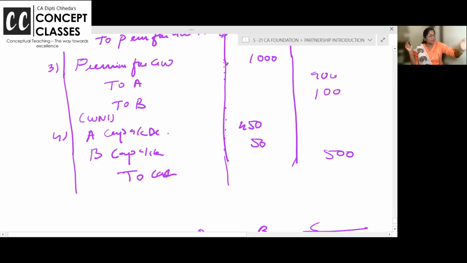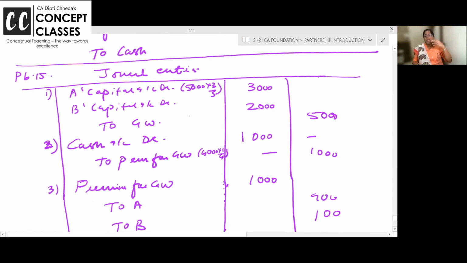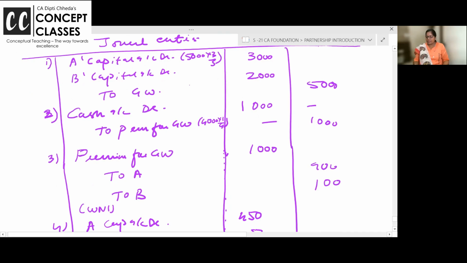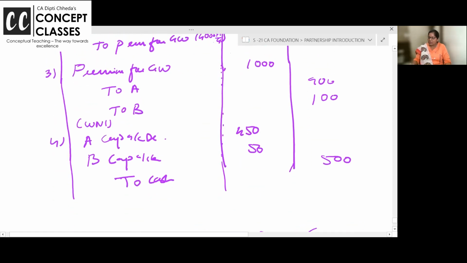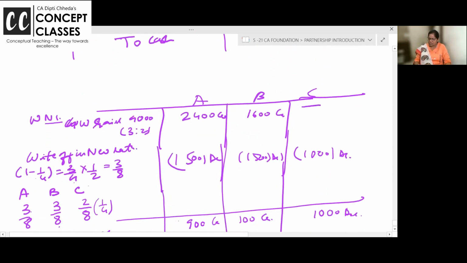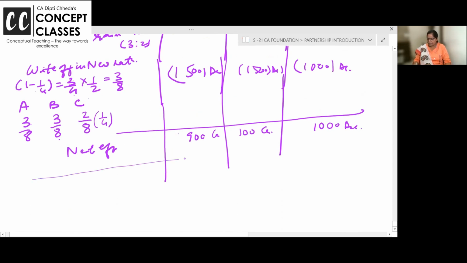Is this clear to all of you? एक बार check करो entries. Old goodwill we have debited to the partners, old partners. New partner brought cash to premium for goodwill, 4000 ka 1/4 share. Premium for goodwill give to old partners in sacrificing ratio, and 50% of this goodwill is withdrawn in cash. So goodwill account debit to AB, and all these three partners debit to goodwill. Clear to all of you?